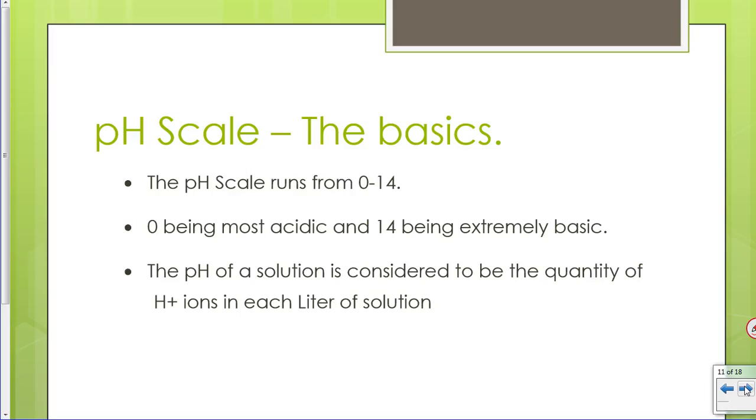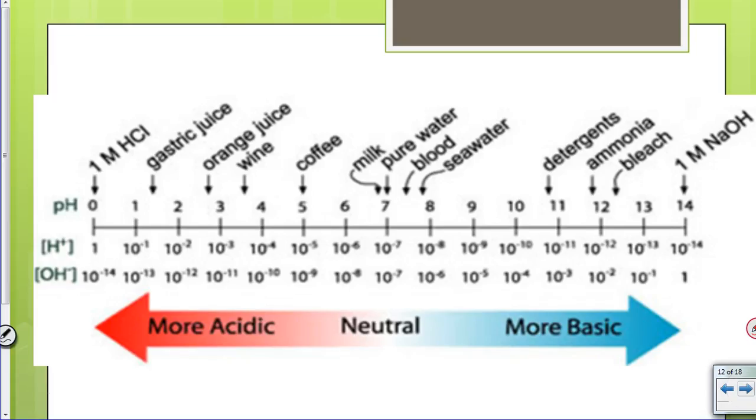The pH scale, the basics. Okay, the pH scale runs from 0 to 14, 0 being the most acidic and 14 being extremely basic. The pH of a solution is considered to be the quantity of H plus ions in each liter of solution. Or of the OHs. Whoa! For a base.